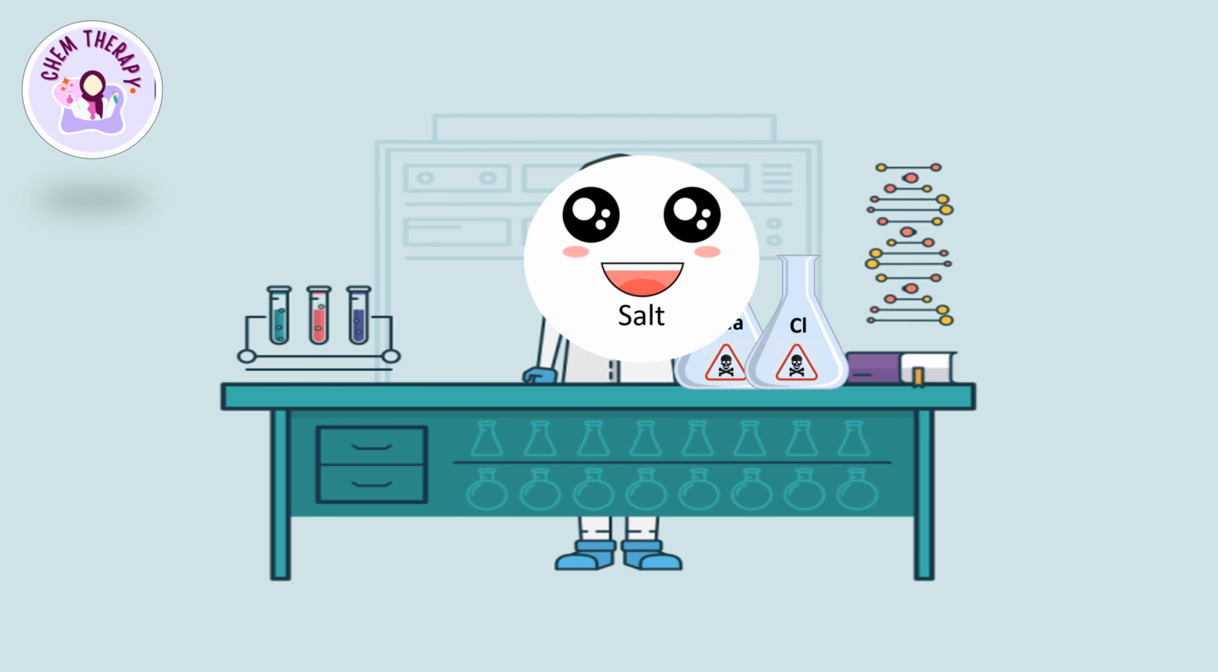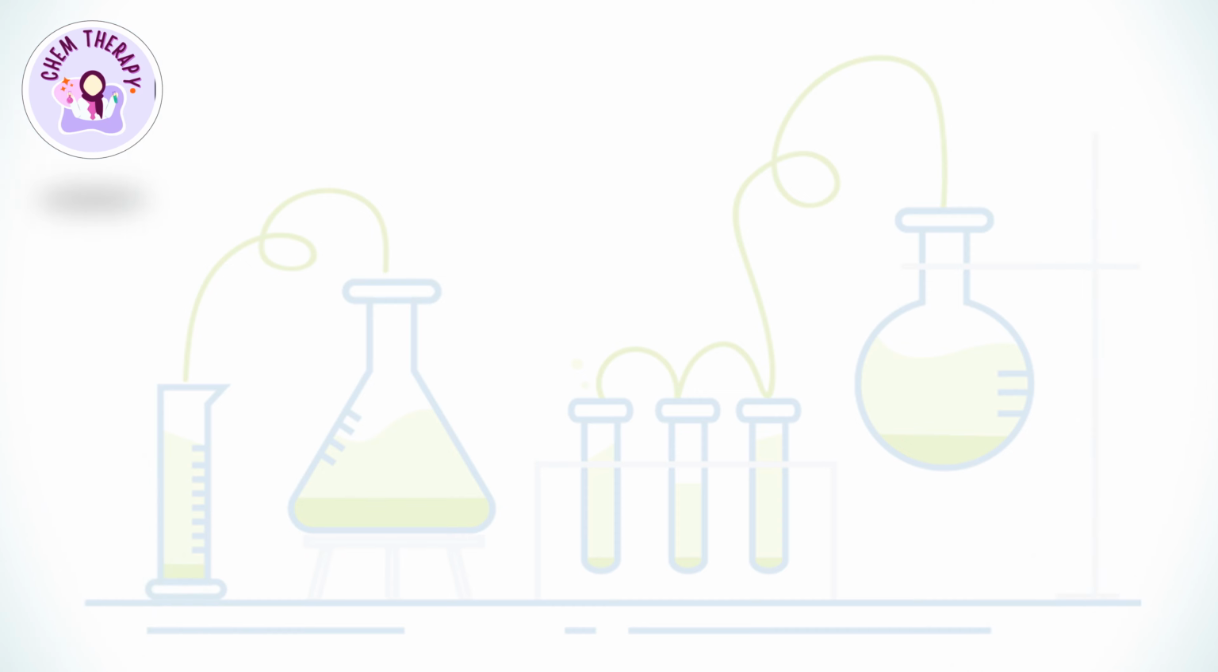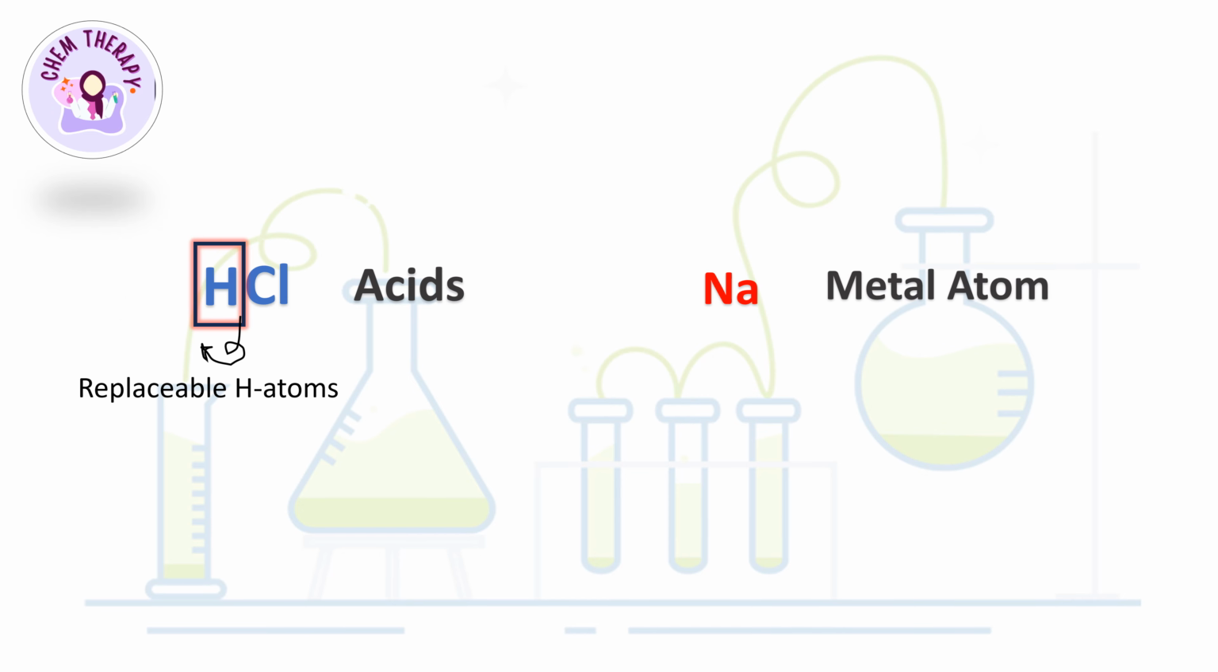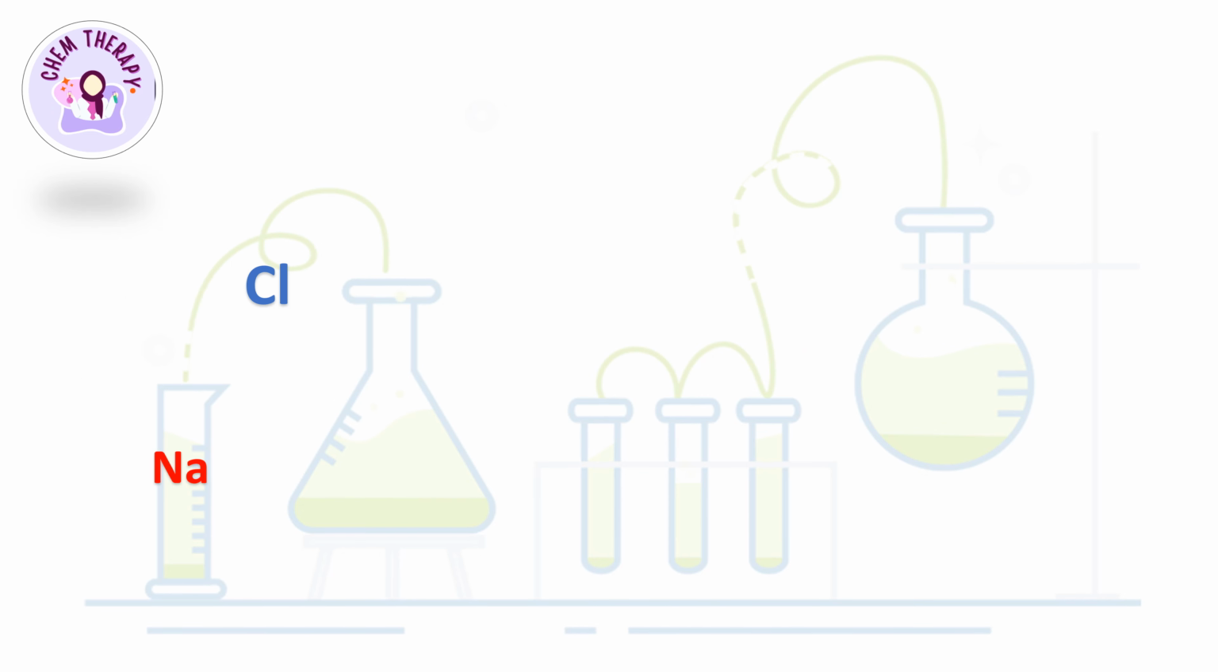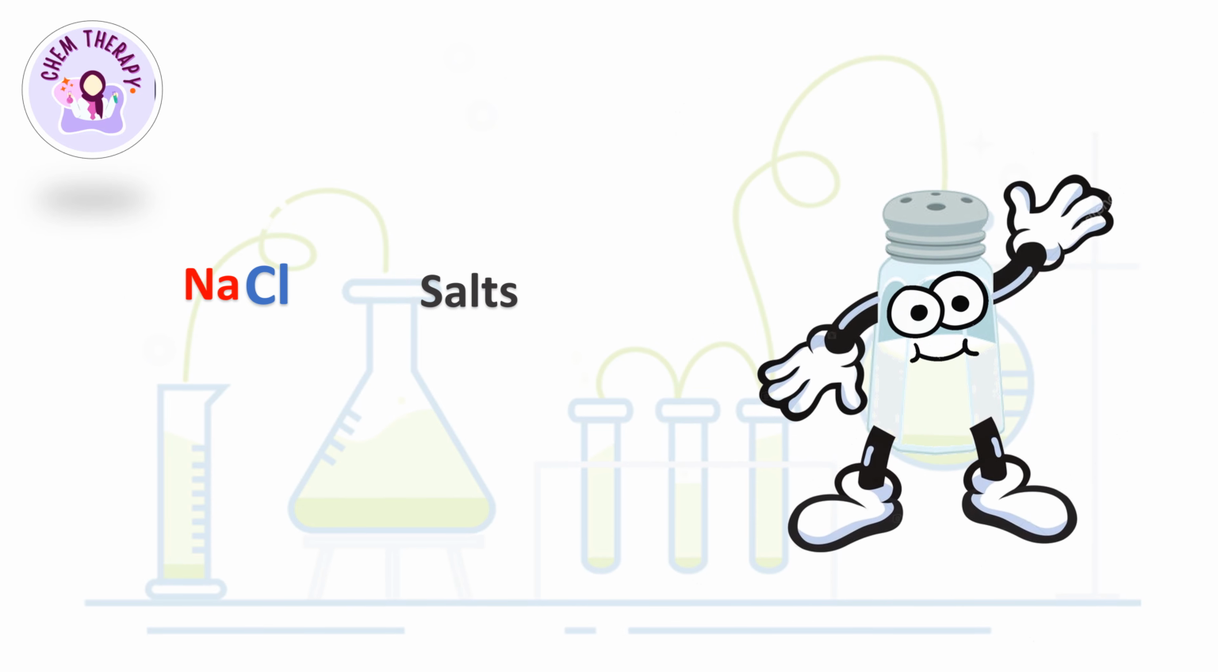Let's begin with understanding. What are salts? Acids have replaceable hydrogen atoms. When these hydrogen atoms are completely or partially replaced by metal atoms, the resulting compounds are known as salts.